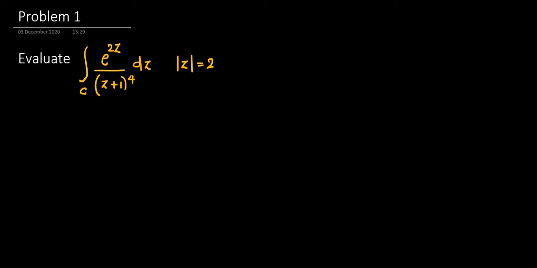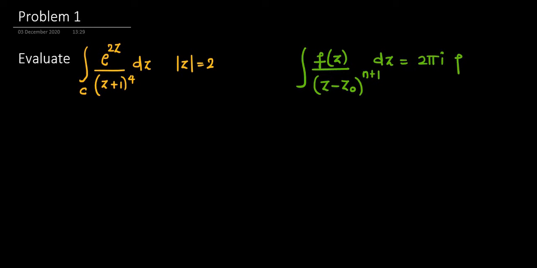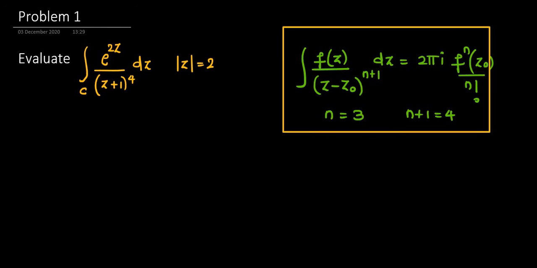Evaluate the integral over C of e raised to 2z divided by z plus 1 the whole raised to 4 dz. If you carefully observe, this problem is of the form f of z by z minus z naught the whole raised to n plus 1 dz, which is nothing but 2 pi I into f raised to n of z naught by n factorial. So here n is 3 because n plus 1 is 4. That means we have to make use of the generalized Cauchy integral formula for this particular problem.